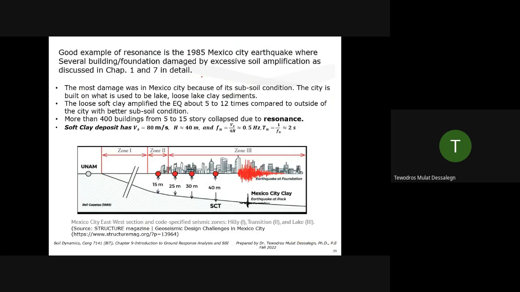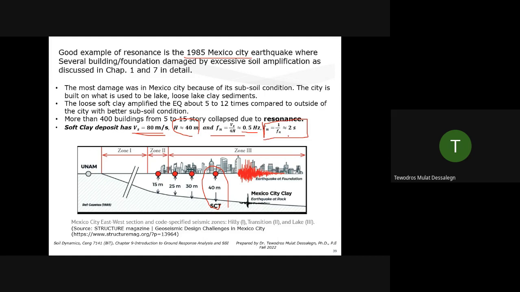In Mexico City in 1985, we have seen this example so many times, but we can repeat it here. What happened there is certain buildings with 5 to 15 stories were resonating with the soil. The soil had 80 meter per second average wave velocity, a soft clay deposit. If you consider an average depth of 40 meters, the fundamental frequency for the soil was Vs by 4H, around 0.5 hertz, and the fundamental period was around 2 seconds.